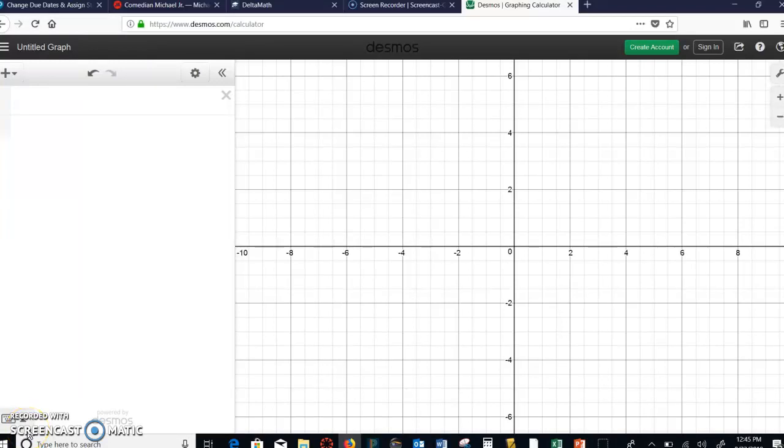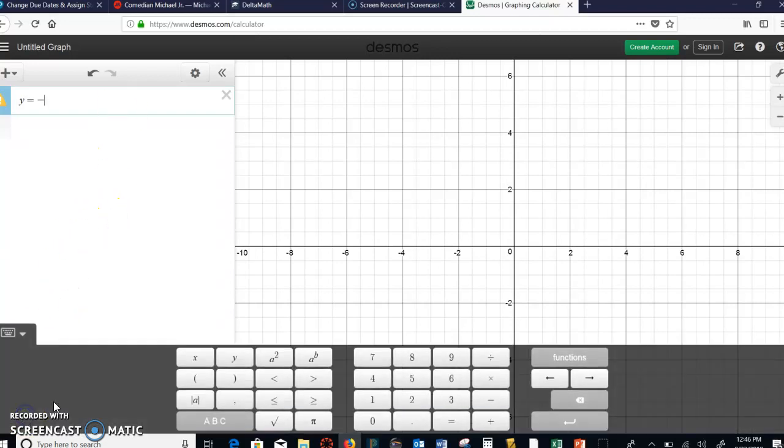So the purpose of this video is to talk about how you can use Desmos graphing calculator to solve systems of equations that either are linear or aren't linear. In the PowerPoint that we used today, the first equation that we had was y equals negative x squared plus 4x minus 3.